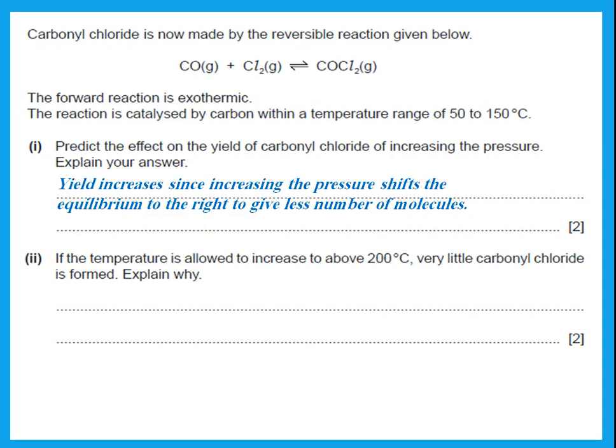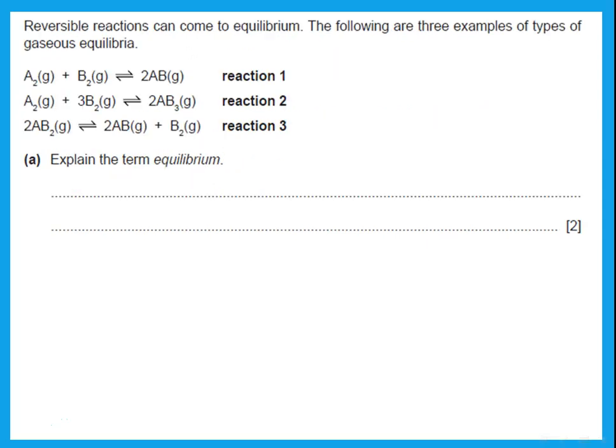Okay, if the temperature is allowed to increase to above 200, a very little carbonyl chloride is formed. This is because the forward reaction is exothermic. He tells me that the forward reaction is exothermic. And you know that when I increase the temperature, the equilibrium shifts to the left, or it goes backward, which is endothermic. And that means that I will get less and less of COCl2. So increase in temperature favors the backward reaction, or shifts the equilibrium to the left. So lower yield of COCl2.